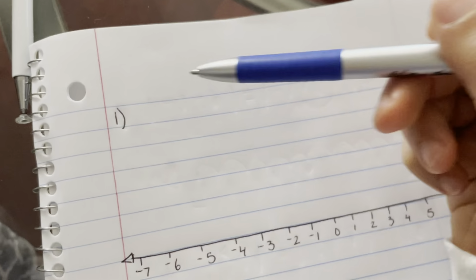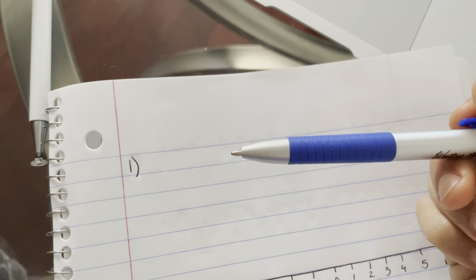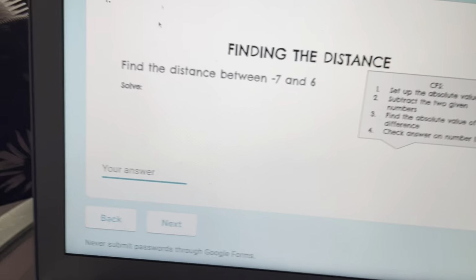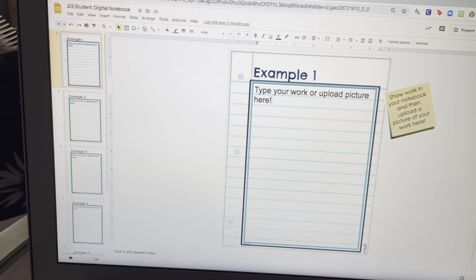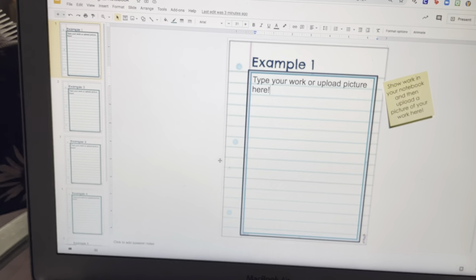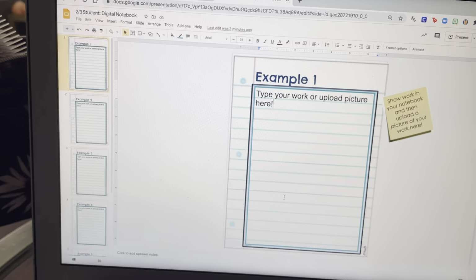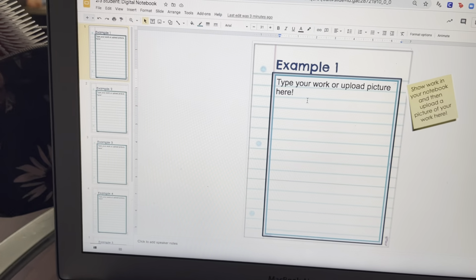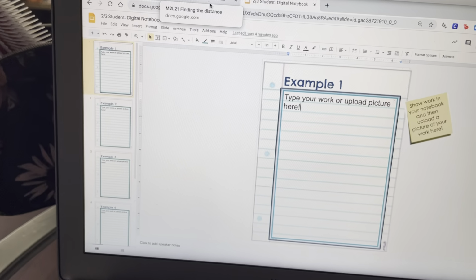You could either have a piece of paper and a pencil or a pen, or you could literally type your work here. And I will show you both ways. So if you don't have paper, you could just type your work instead. So you have an option.